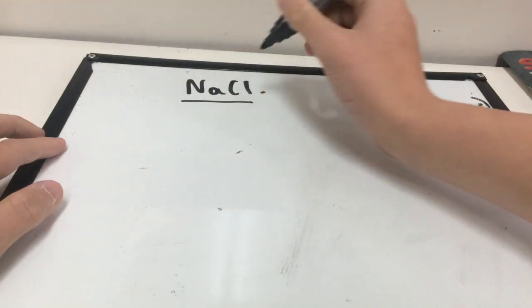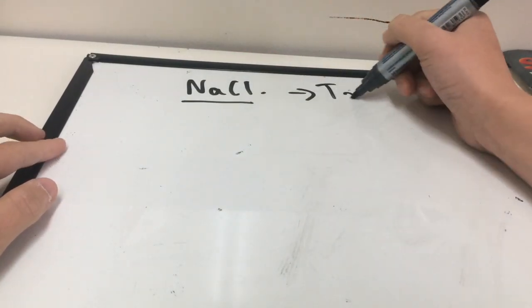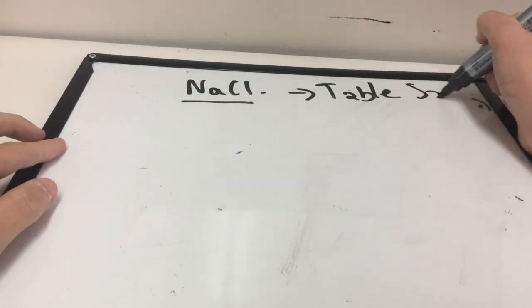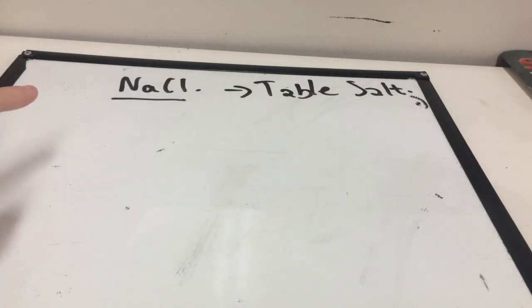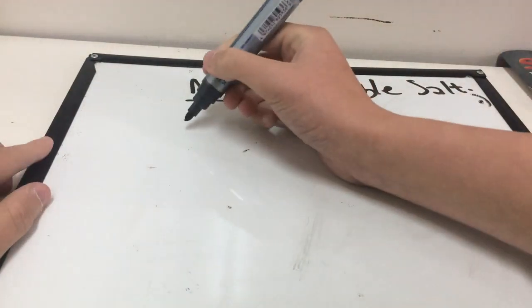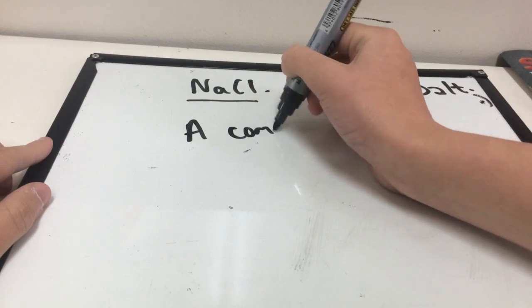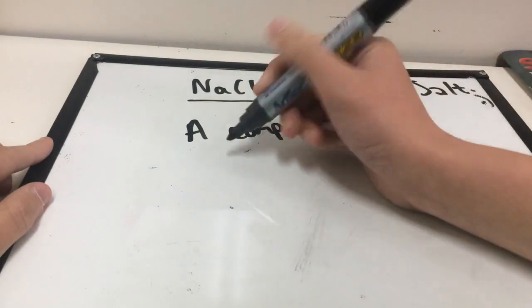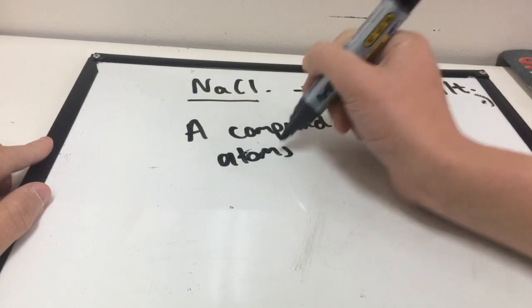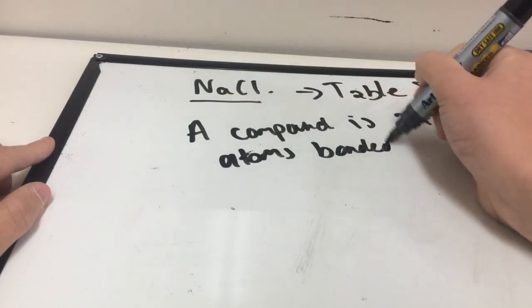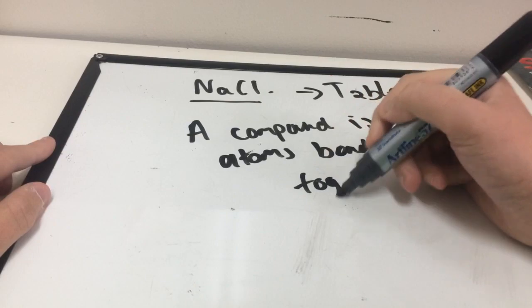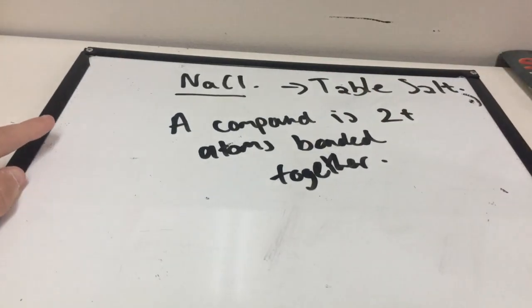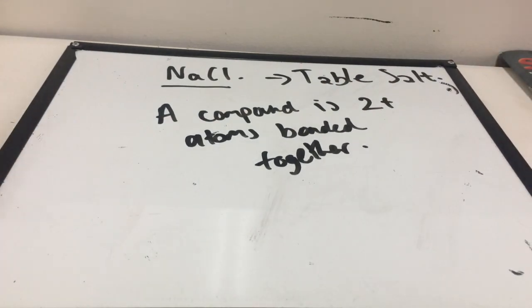So for compounds, this is just like a little revision thing for you guys. I got a little definition. NaCl, table salt, a compound is 2 plus atoms bonded together. All you need to know, there's millions and millions of these compounds, and new ones are being made every single day.